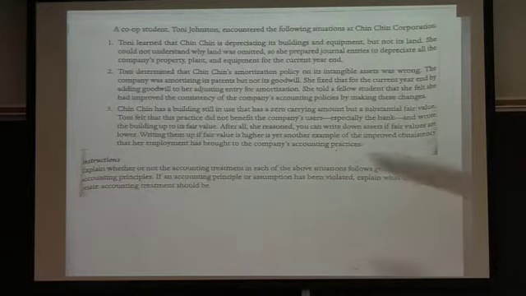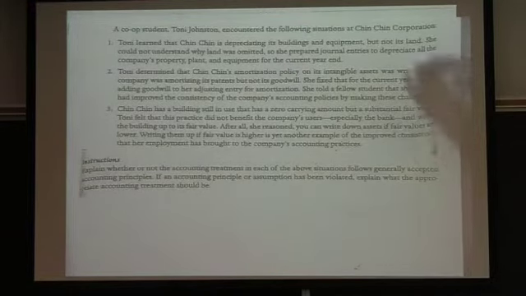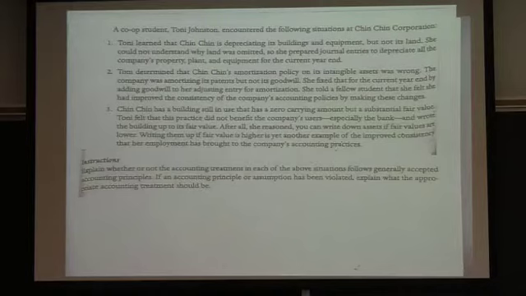So let's first read the required of the instruction. It says, explain whether or not the accounting treatment in each of the above 3 scenarios follow generally accepted accounting principles. So really we're asking the why. We're asking to explain whether what the co-op student did was correct or not, or whether it was compliant with generally accepted accounting principles, GAAP. If an accounting principle or assumption has been violated, explain why, and what is the appropriate treatment? So that's essentially what this question is all about.